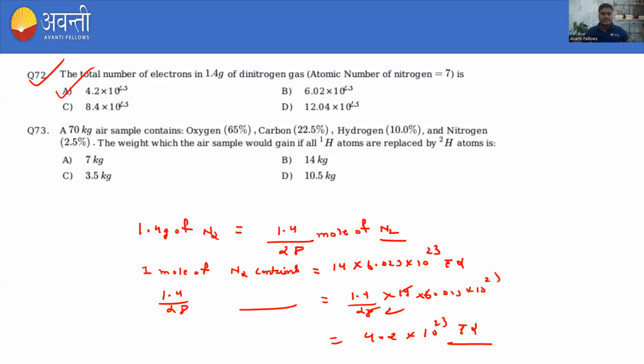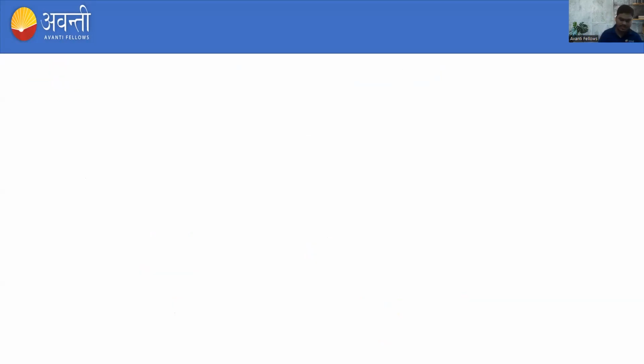That is question number 73. A 70 kg air sample contains oxygen 65%, carbon 25%, hydrogen 10%, and nitrogen 2.5%. What weight would the air sample yield if all H1 atoms are replaced by H2 atoms? So you have to calculate. This question is very, very important and very interesting as well. So let's see the solution for this question.